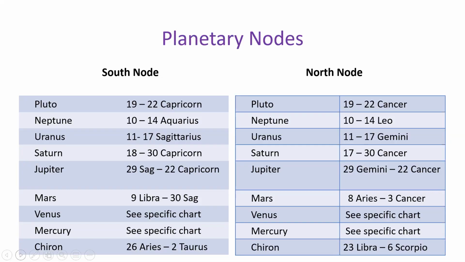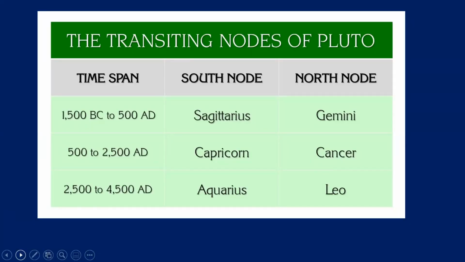And here, this next slide. Here, the transiting nodes of Pluto. Now, this is a little beyond the scope for what I wanted to talk about today, but the planetary nodes move very slowly over great lengths of time. And what I've got here on the screen now, the transiting nodes of Pluto, as you can see, 500 to about 2500 AD, south node in Capricorn, north node in Cancer. This is representative of an age of humanity. So we've got the world ages, the great year, and so forth, and that's a fascinating study on its own.